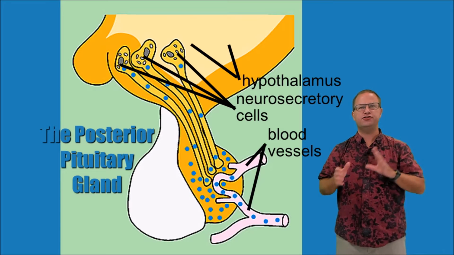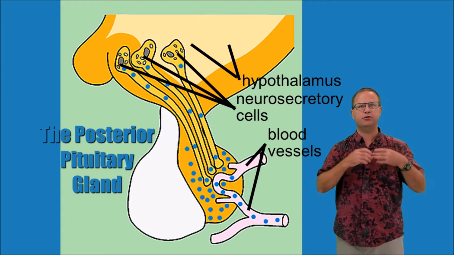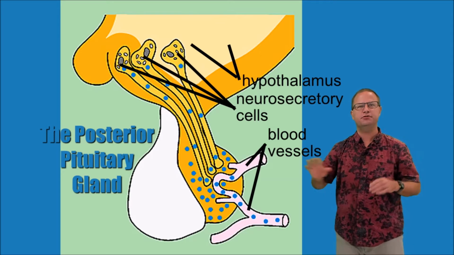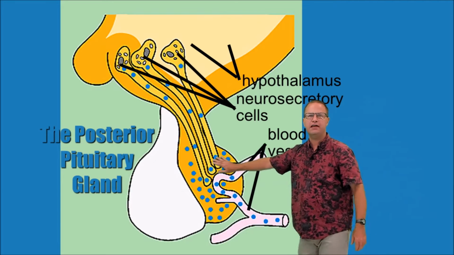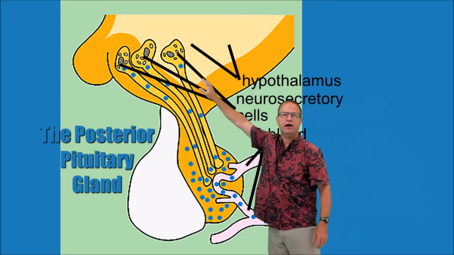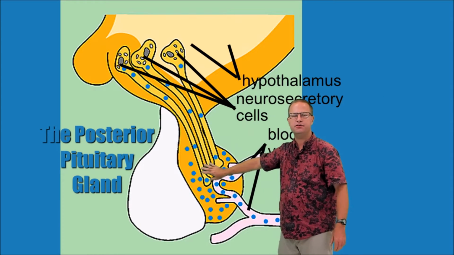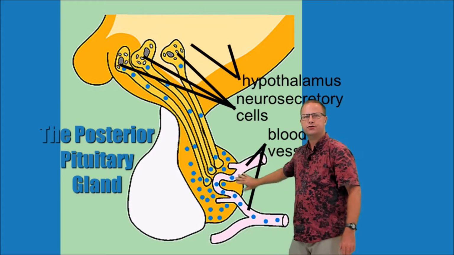All right, so this photo just shows a diagram of the connection between the hypothalamus and the posterior pituitary. So the posterior pituitary is controlled by nerve impulses from the hypothalamus. So the hypothalamus sends nerve impulses and tells the posterior pituitary when to secrete its hormones.